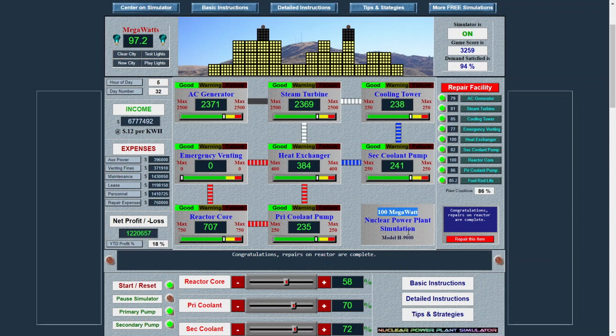100 megawatt nuclear power plant simulator model H9000. It even has a serial number. And you see here how the days pass. We are at day 32 and the hours are here. It's like 1 hour is 1 second, so this is accelerated 3,600 times.